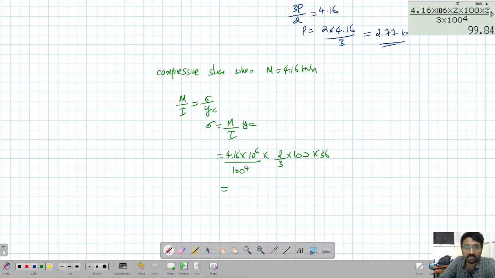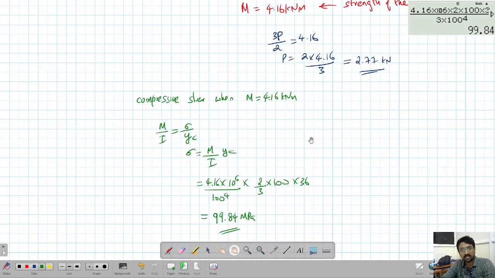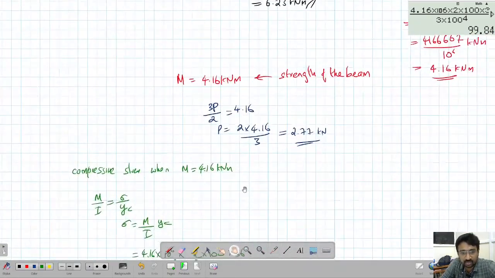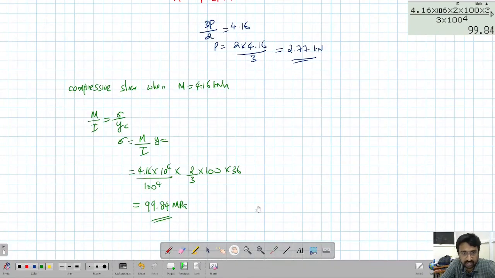So it is 99.84 MPa. You can observe here, since the moment is lesser than 6.25, the stress is also lesser than 150 MPa. So we are getting 99.84.